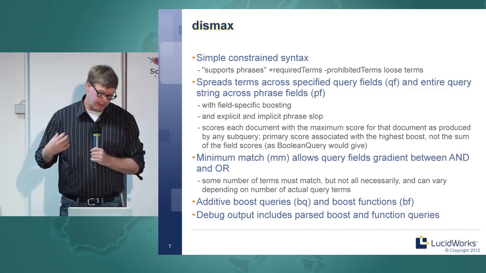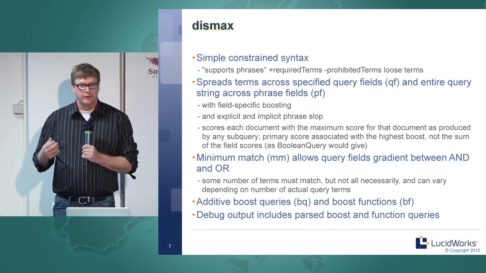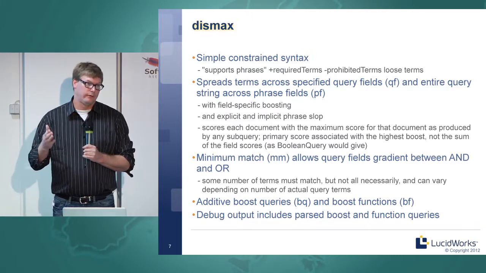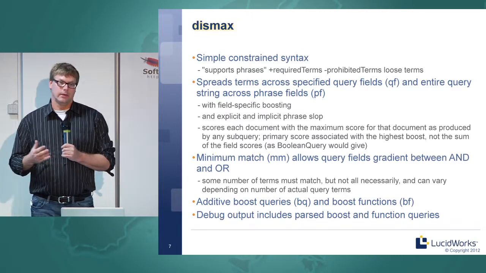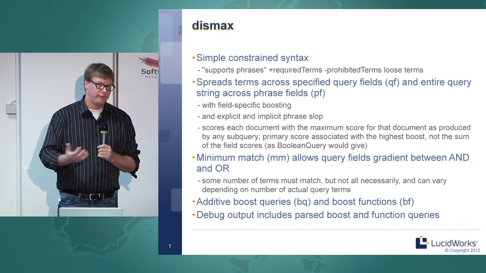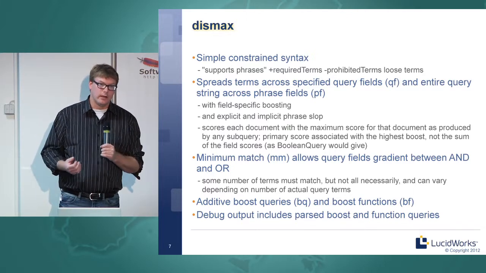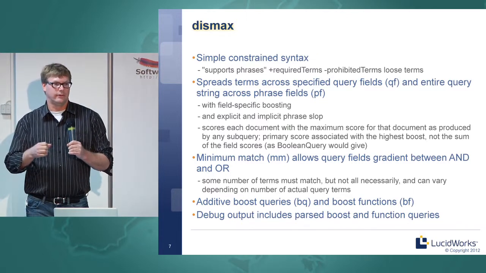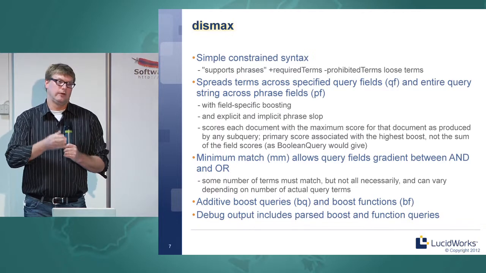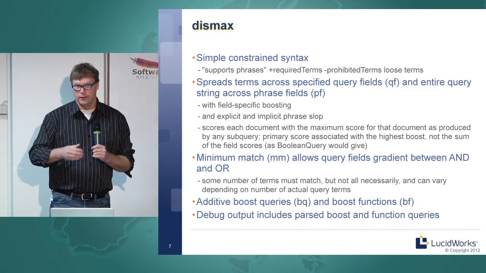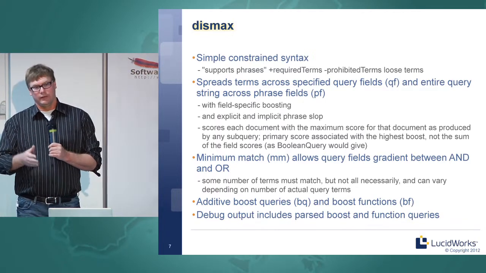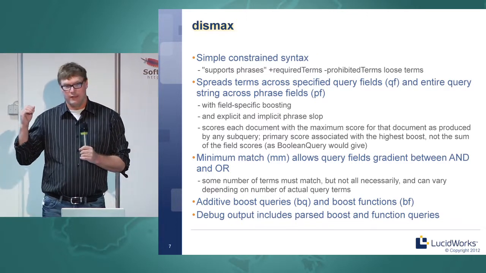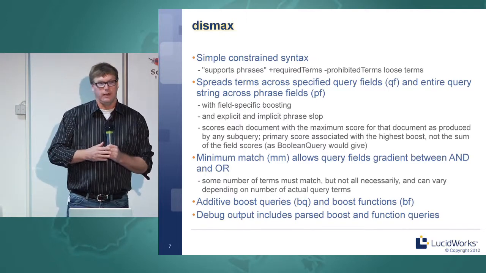There is a sophisticated parameter called minimum match. It can take a simple number as a parameter, the number of terms that must match. It can also take a percentage, so 50% of the terms the user provided must match. And it can also take an expression that provides the number that must match depending on the number of terms in the clause. So you can say if there's 2 terms in the expression, then 50% must match. If there's 5 terms, then 3 of them must match.